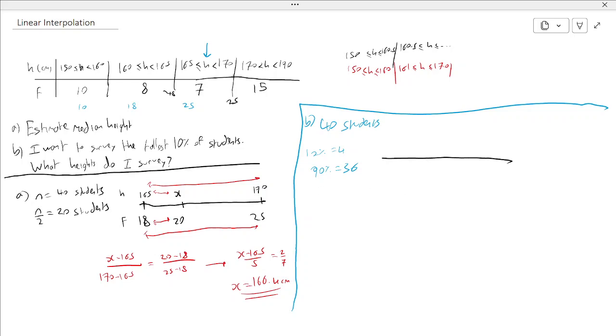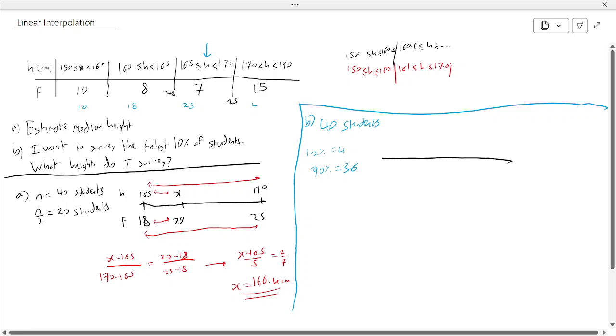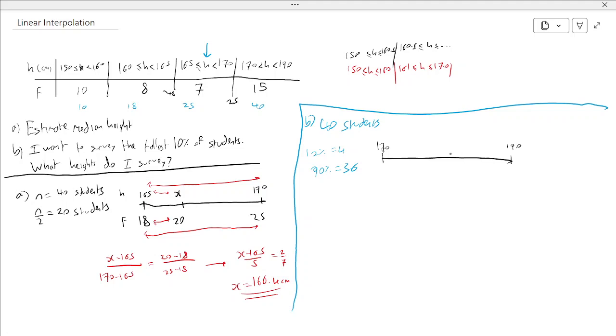So the 36th student, where does the 36th student lie? Well, the 36th student definitely lies in this last class, right? The first 25 students were here, and the final 15 were here. So I'm going to zoom in on that last class here, between 170 and 190. Remember, 170 corresponds to student 25, just like before, and then 190 will correspond to that very top student, student number 40. And I want student number 36. That 36 is going on the bottom, students. And I want to know what height does that correspond to.